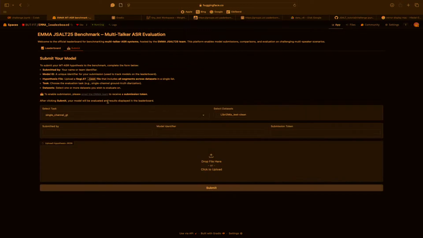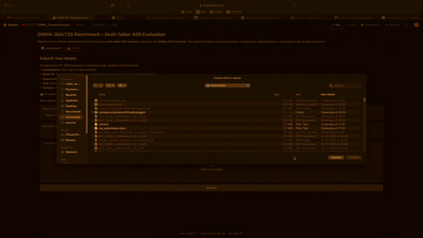And for the submission, there is just this form. Make sure you check this checkbox that you are submitting Libri2Mix test clean. Fill in your name or whatever nickname you like, then some identifier for the model, and then the submission token. And here you upload the JSON that you created in the notebook.